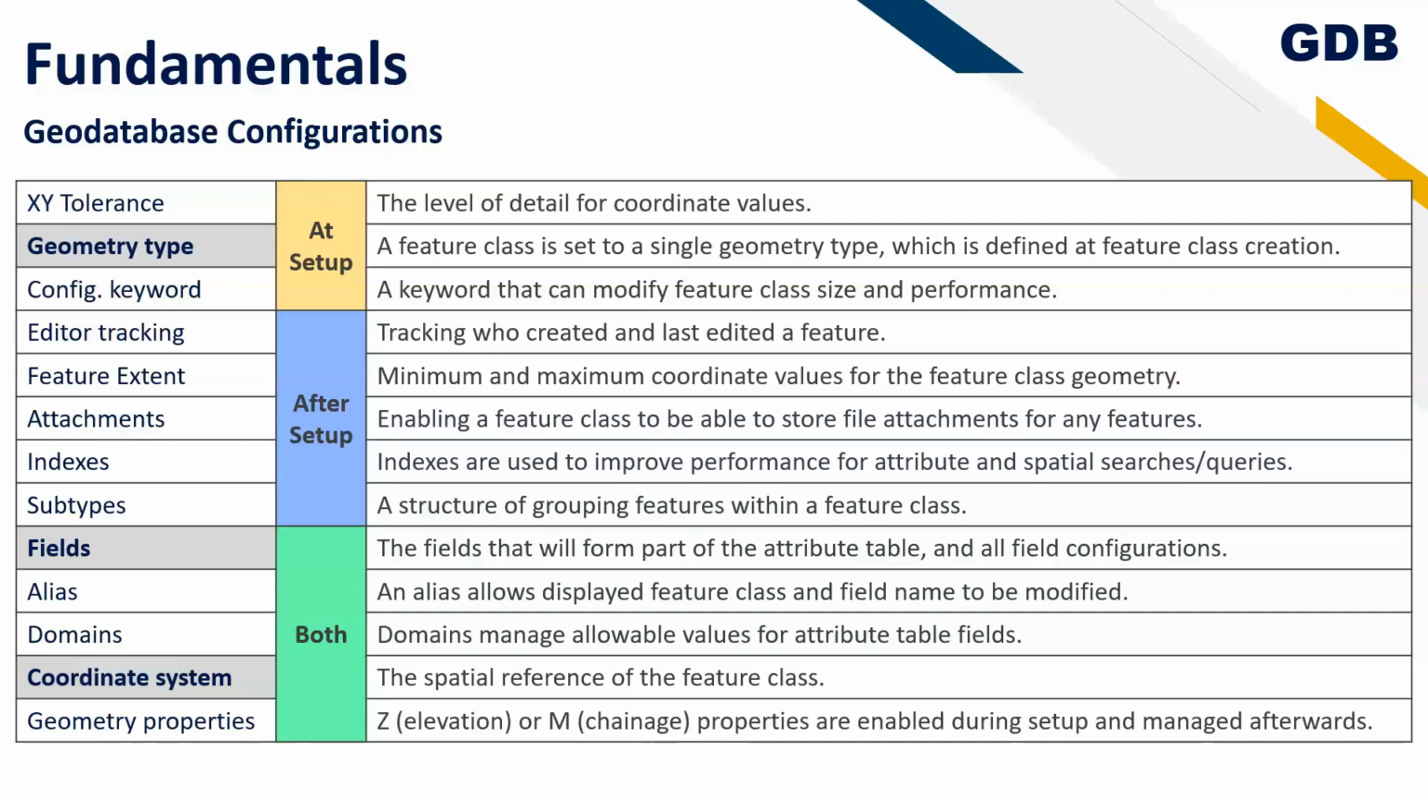The key takeaway from this slide is to make sure that the configurations that can only be set up during feature class creation are configured correctly during the creation process. If these are wrong, a new feature class will need to be created. This could be a difficult process depending on the complexity of your geodatabase design.